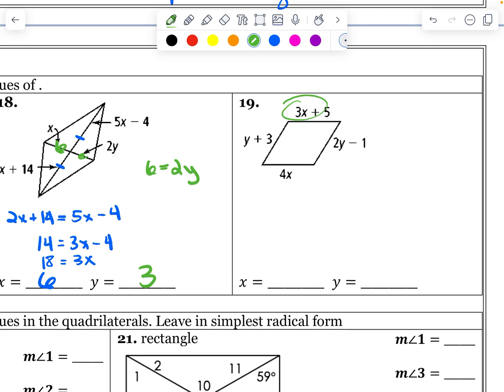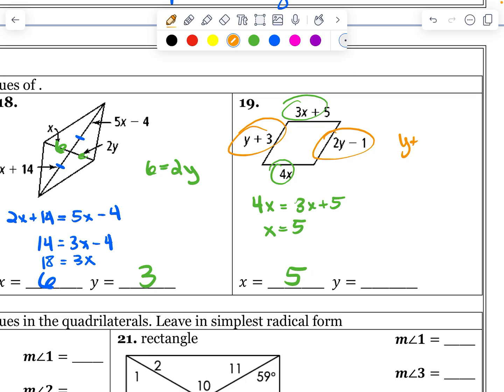Parallelogram again, I know that these two are equal to each other. So x equals 3x plus 5, x equals 5. And these two are equal to each other. y plus 3 equals 2y minus 1. Subtract y from both sides. 3 equals y minus 1, so 4 equals y.